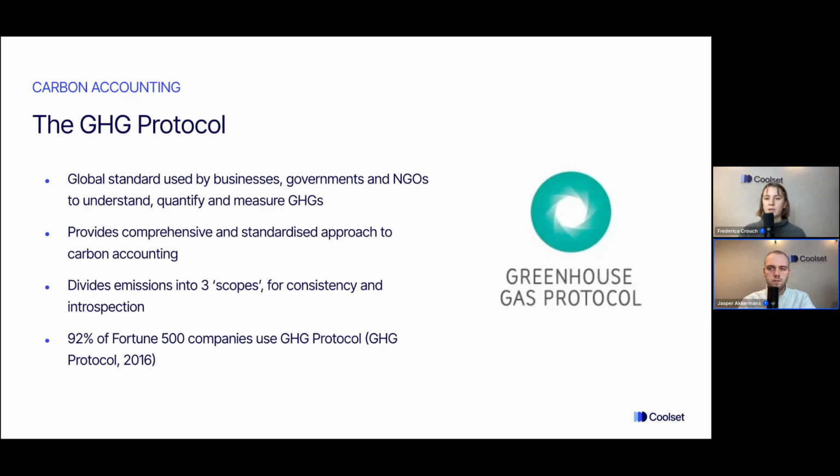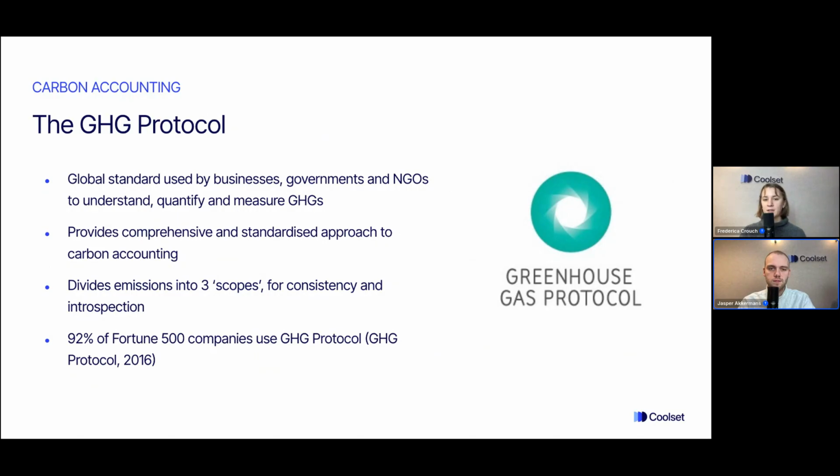And it was developed by the World Resources Institute and the World Business Council for Sustainable Development. So it's a globally used and recognized standard. So that's really helpful for consistency across the world and comparability. And it provides a comprehensive and standardized approach to carbon accounting, dividing emissions into 3 scopes, which allow for deeper introspection into where your emissions are coming from and therefore reducing them. And as we can see here, 92% of Fortune 500 companies use the GHG Protocol.